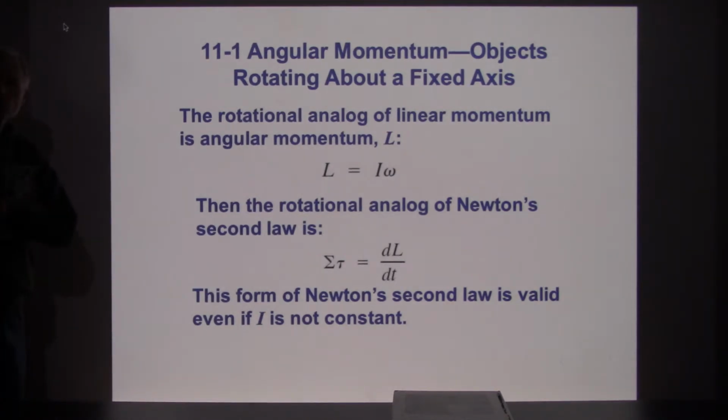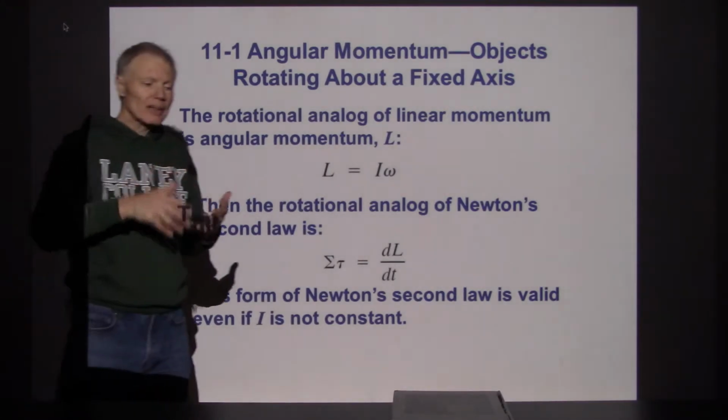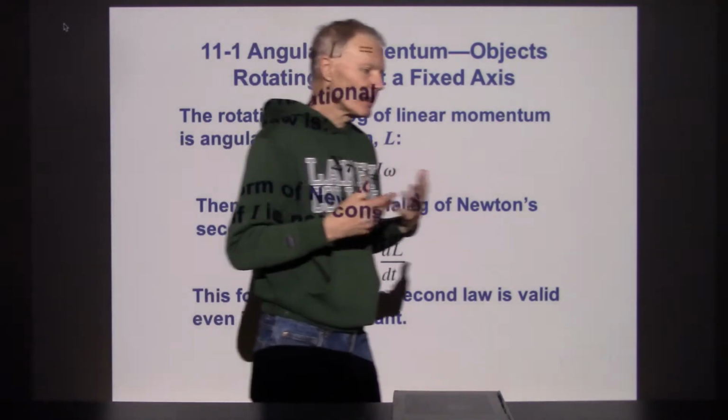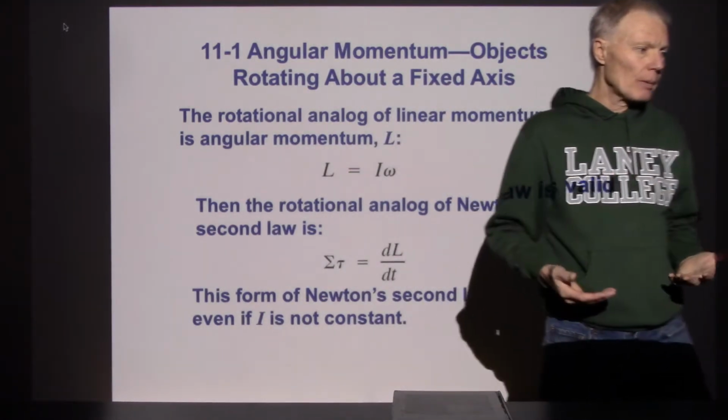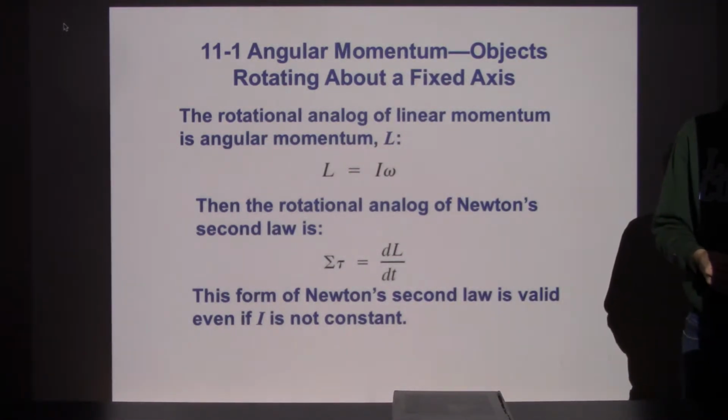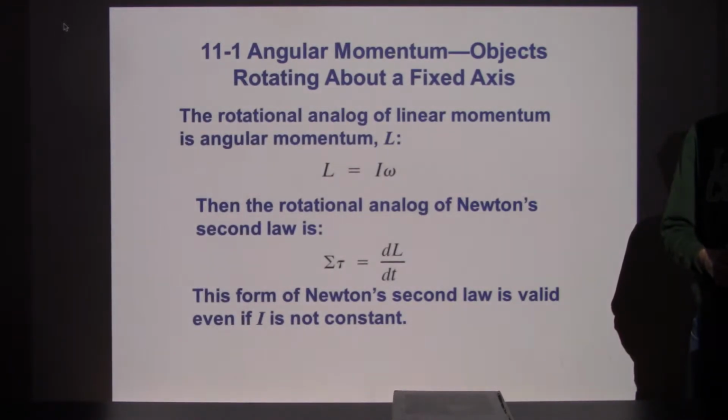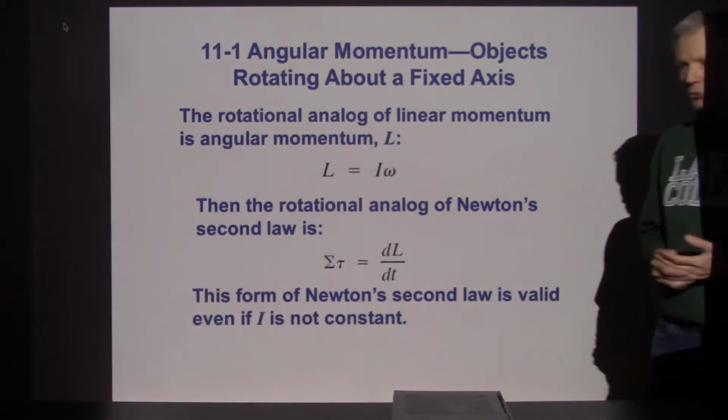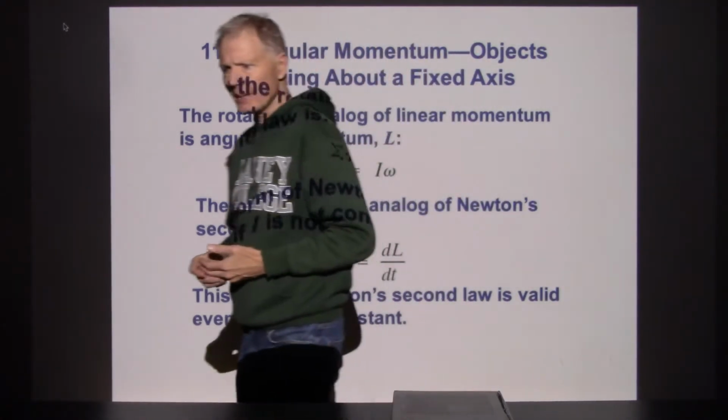Angular momentum is a conserved quantity. So we saw that the total energy of a system is conserved. Linear momentum is conserved, and now we're finding out that angular momentum is also conserved. So we'll see examples of it.